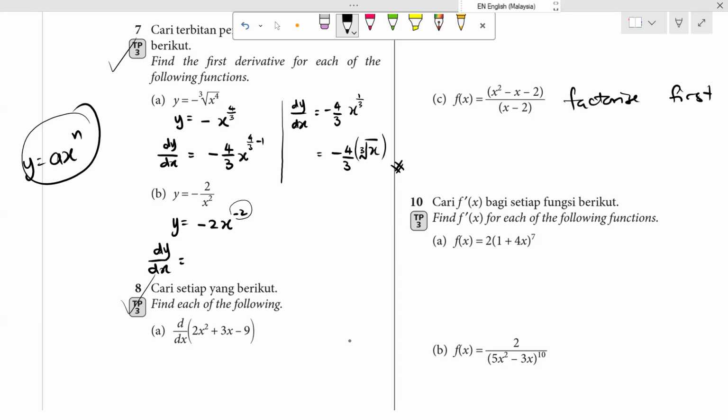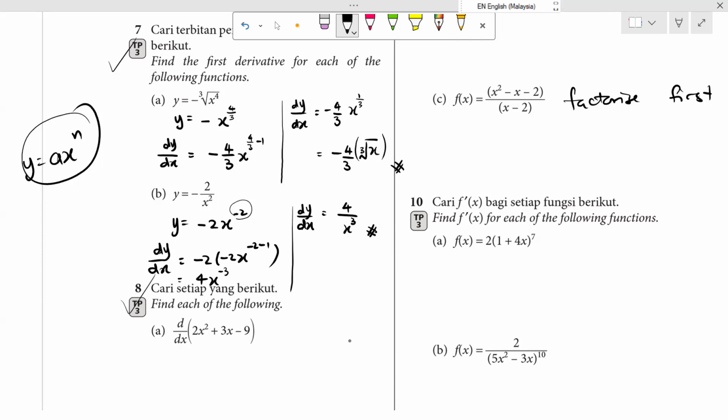Bring down the power to the front. If you cannot multiply straight away, you bring down first, then you copy the terms exactly, minus 1. Yes, then only you simplify. So we will have positive 4 x to the power of negative 3. Now we don't want to leave our index in negative form, so dy by dx, we adjust it, so 4 over x cubed. That's it.